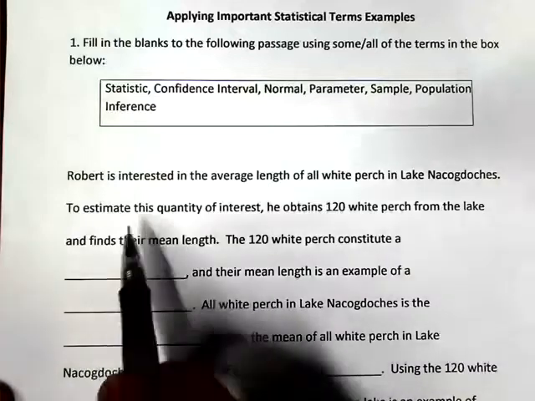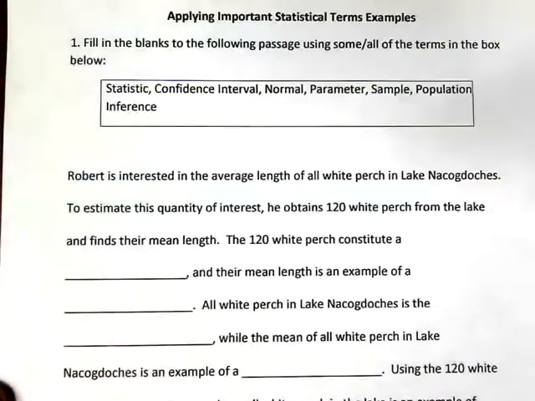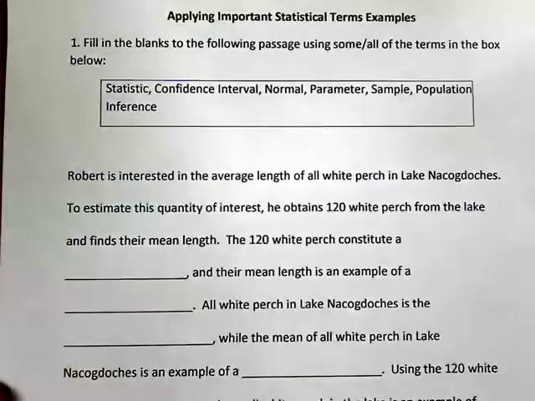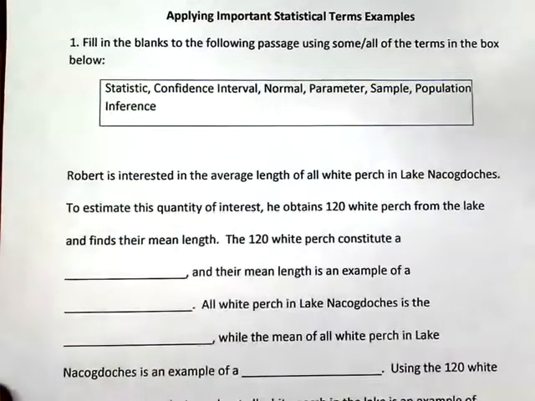So Robert here is interested in the average length of all white perch in Lake Nacogdoches. So Robert's an avid fisherman, say, and he's interested in this average length. Well, so he wants to estimate this quantity. To do so, he obtains 120 white perch from the lake and finds their mean length. So say he either fishes with a rod and reel until he catches 120 white perch, or he has a net or some other device of catching these perch.